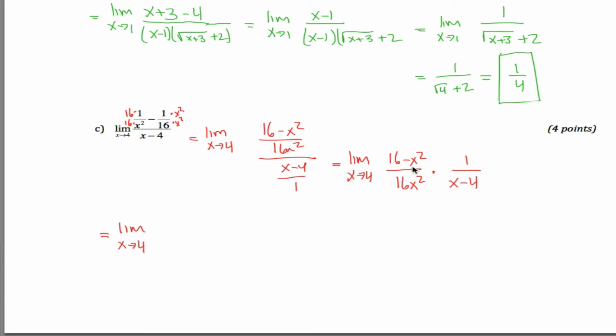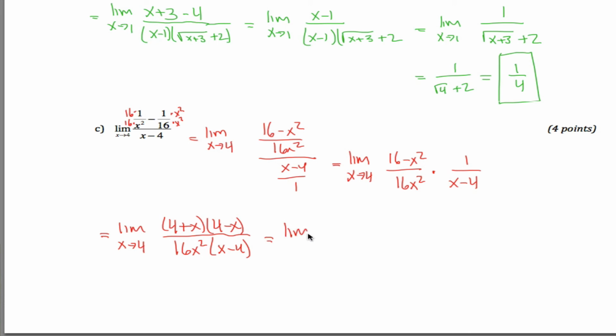is to factor. Note that 16 minus x squared is a difference of squares, so it factors as 4 plus x times 4 minus x. And then you see, oh, I got a 4 minus x here and an x minus 4 here. They're so close. They got to be able to cancel out. Well, they can. They don't just cancel out directly, though. This is the negative of this.